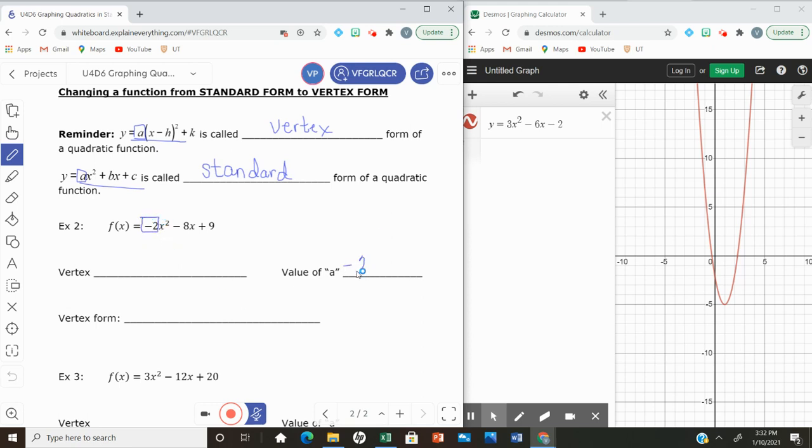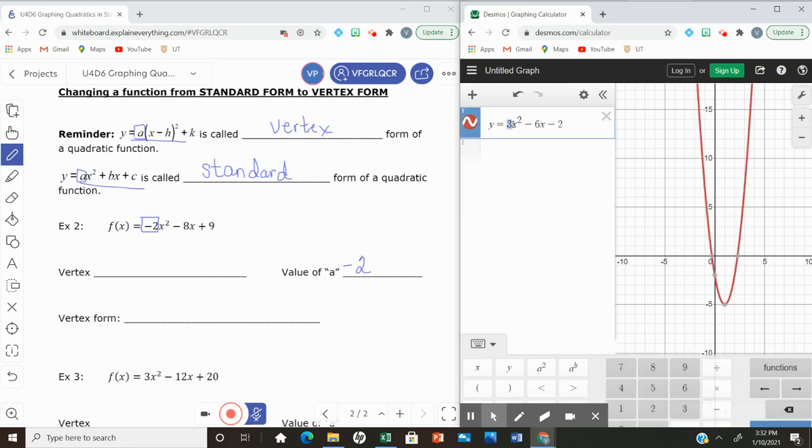So when we write here in just a minute our quadratic in vertex form, that negative 2 will be part of that equation. Okay, but as you can see, vertex form has an H and a K, which remember that represents your vertex, and standard form has B and C, and the C value is your y-intercept. So none of those letters are going to match up, but we do have a way of finding our vertex, and that is to graph it over here in your Desmos graphing calculator.